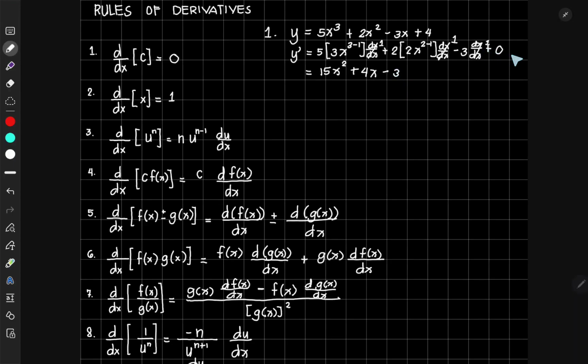Then, plus 0. And ito na yung derivative ng function. y is equal to 5x cubed plus 2x squared minus 3x plus 4. And this would be the answer. So, ganyan lang siya kadali.